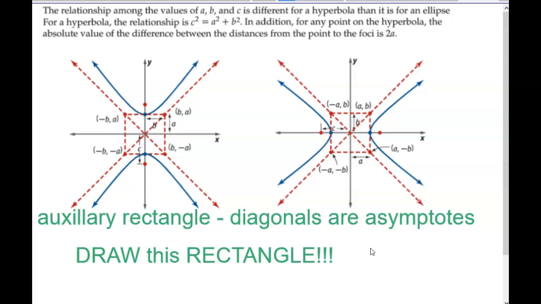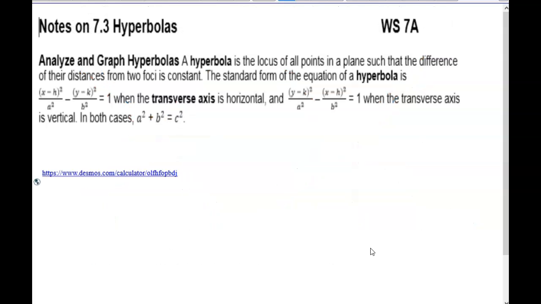Just like you would go out when you had an ellipse, you would go A each direction and B each direction from the center. We're going to do the same thing, but instead of drawing an ellipse, we're going to draw a rectangle through those points. And then we're going to draw in the diagonals accurately. And those diagonals are going to be the asymptotes. All right.